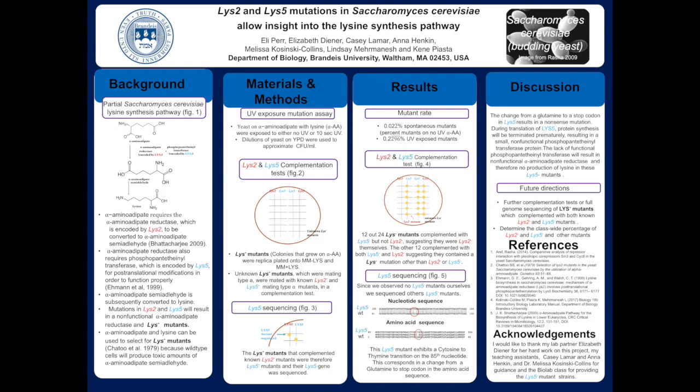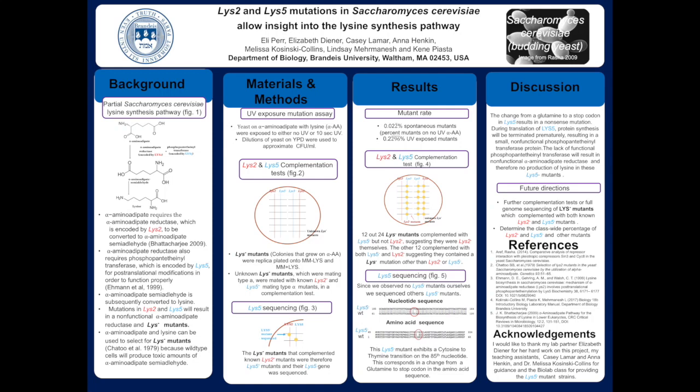To produce our lys mutants, yeast was spread on the alpha AA plates, and it was either exposed to UV for 10 seconds or no UV as a control, and dilutions of yeast were also spread on YEPD plates to approximate yeast concentration. The colonies that grew on alpha AA plates were lys mutants, and they were used to calculate the lys mutant rate.